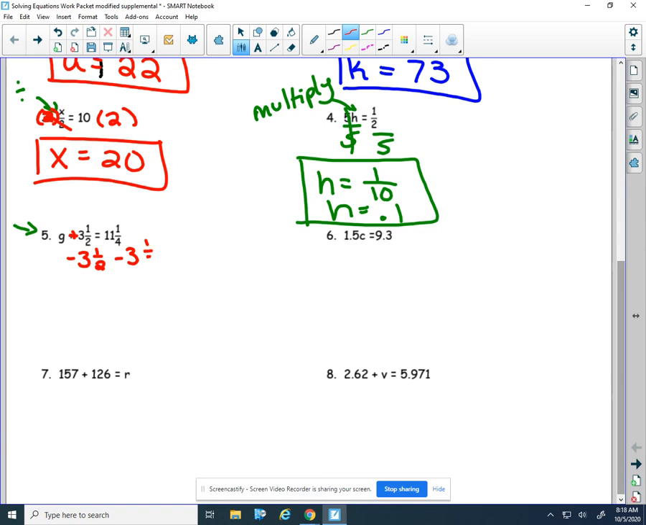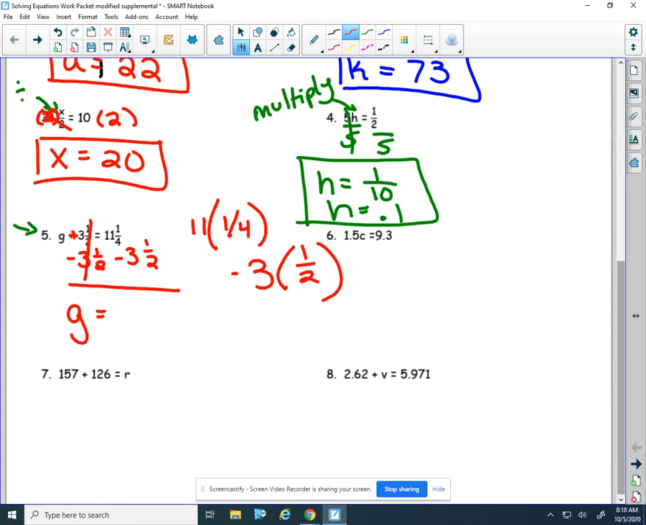Minus 3.5. This is where I'm missing not having you guys in class because this is a weird calculator thing. So if you're on Delta Math, you can type 11, and then in parentheses, you would type 1 divided by 4, minus 3 in parentheses 1 divided by 2. And you get, I think, 7.75, but check me on that one. Let me know if I did that right. I did that one in my head. It's a 50-50 shot. And that's it, guys.